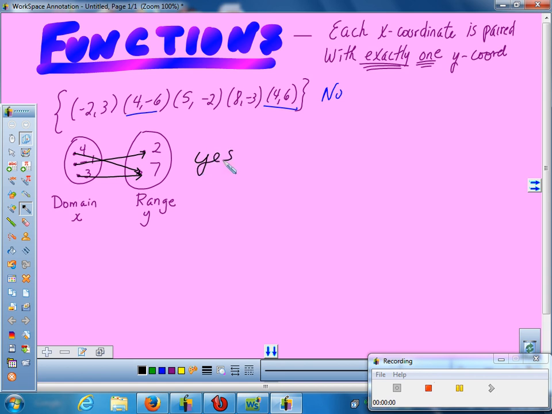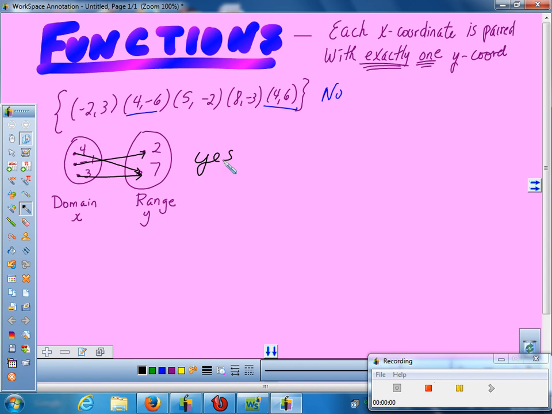If there were two lines coming from the 4, if 4 was going to both numbers, then it's not a function because this x is paired with two different y's. What if 4 goes over 7? Then it's still the same pairing, so that's okay. Well, I mean, no. If they were both 4, negative 6, and 4, negative 6, then it would be a function because 4 is always paired with that one y coordinate. Right. It just got listed as one. That would be okay.